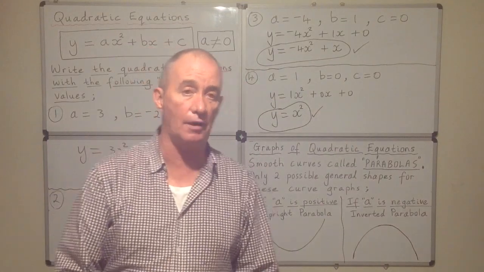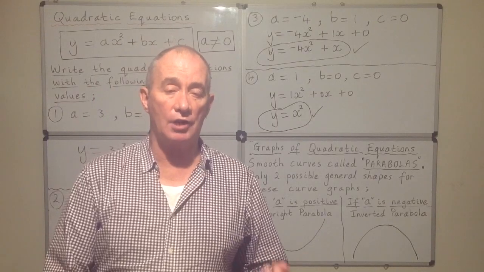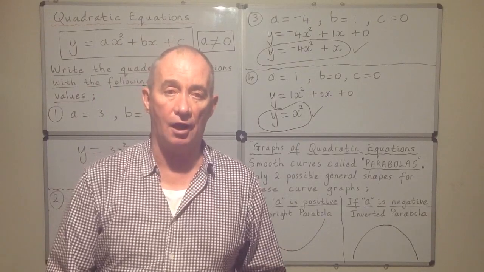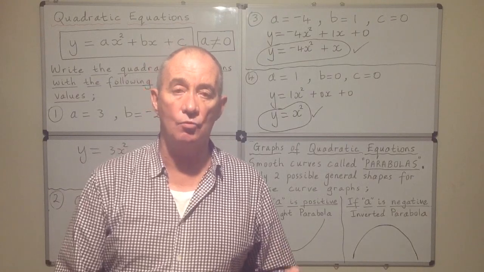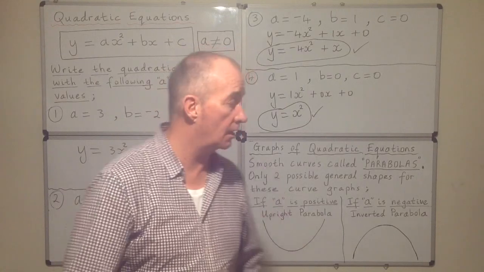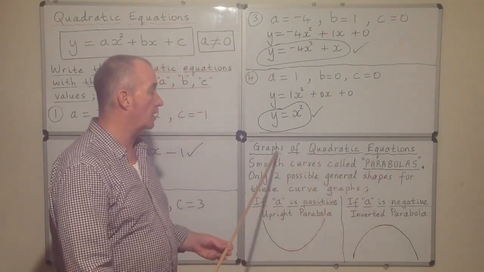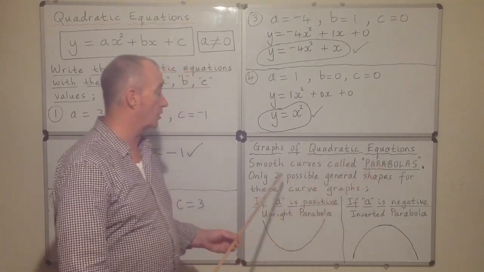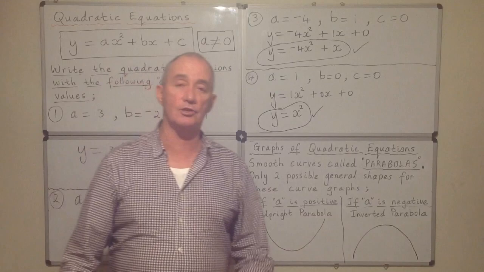Now, let's talk about the graphs of quadratic equations. Graphs of quadratic equations are curves, they are not straight lines. Okay? The graph of any quadratic equation will be a smooth curve called a parabola. That's that word there, parabola. So heading here, graphs of quadratic equations. Smooth curves called parabolas.